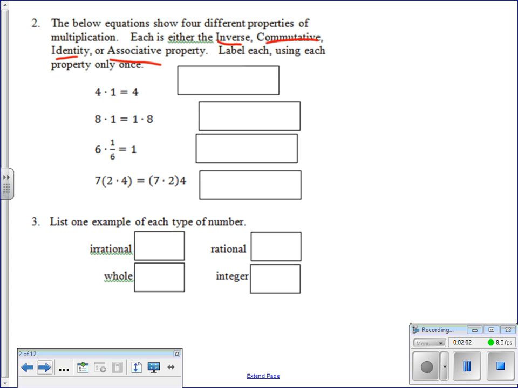Now, when I multiply and I get the same thing back again, that's the identity property. Second one, they're the same on each side except the numbers have moved. When you move, you commute. This is a commutative property.